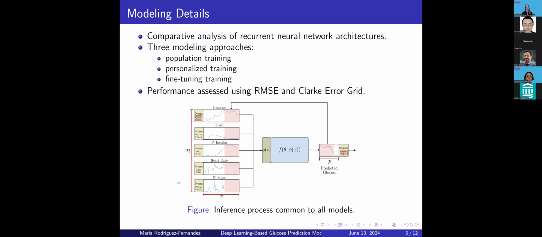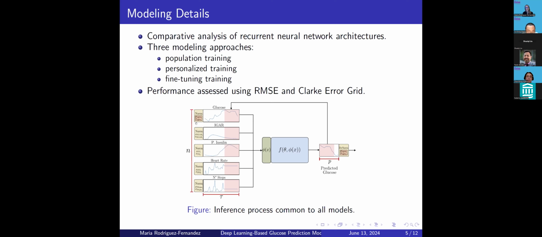Then we built another series of models that were personalized. So for each subject, we only used their data. And of course, we had some data for training and some data for validation, but the data for the whole training were from the same patient. And then we used the fine-tuning approach, where we used the data from the whole population, but then we fine-tune these models with the personalized data for a particular patient.